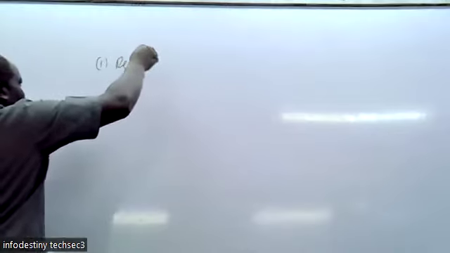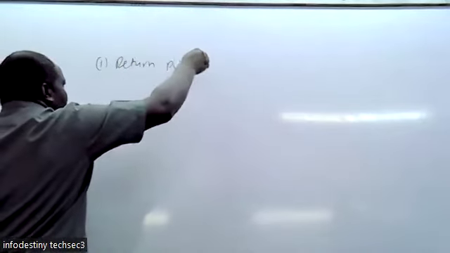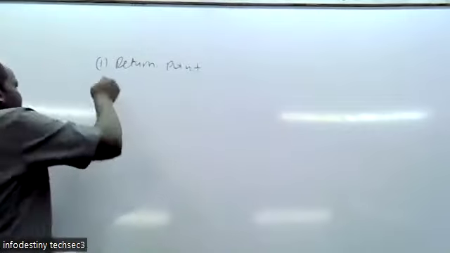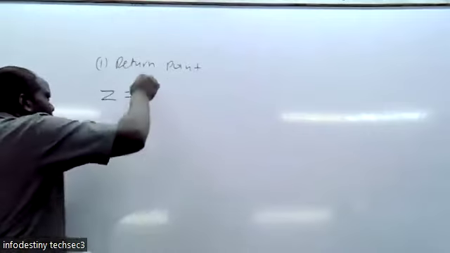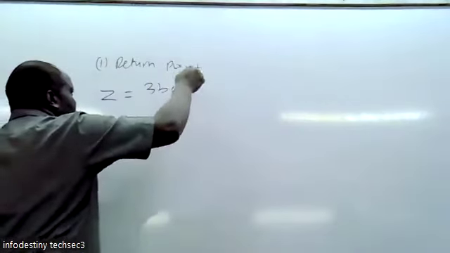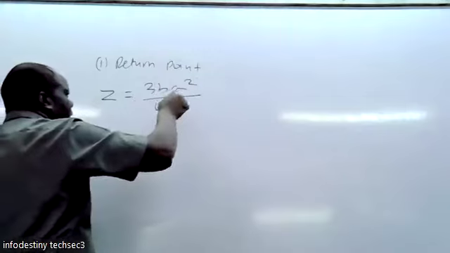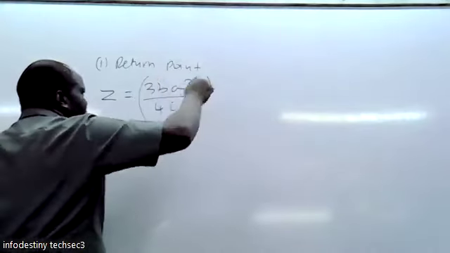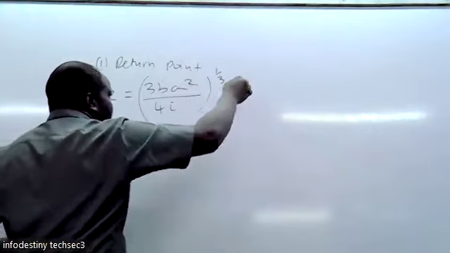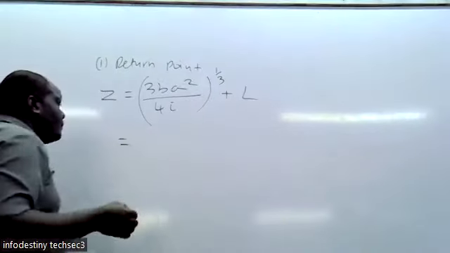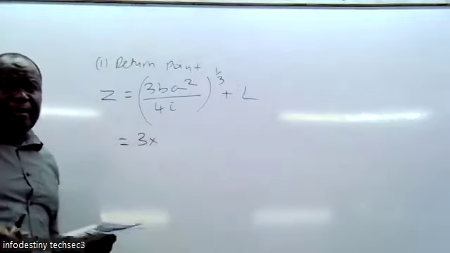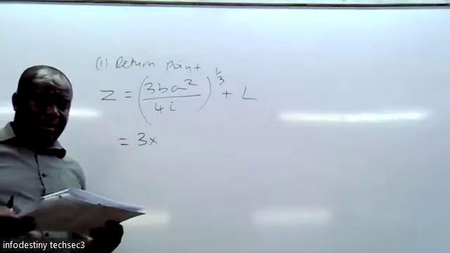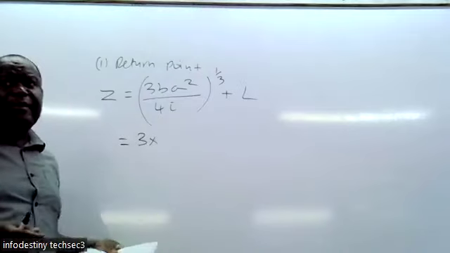So Roman letter 1 is the return point. Return point is the same as Z. So Z should be equal to the cube root of 3B times the variance over 4I. B is the transaction cost per transaction, which they gave you in note number 3 as 50.